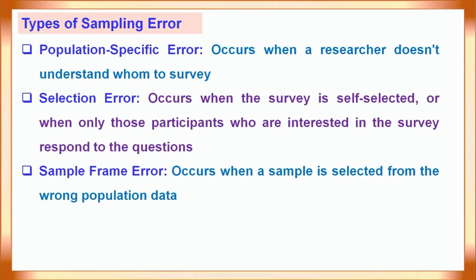Selection error occurs when survey respondents are self selected, or when only those participants who are interested in the survey respond to the questions. Self selected means, like in the example of the popularity of possible candidates, the individuals associated with that particular political party will take part in the survey in larger numbers than the common public, who have nothing to do with politics. So, this is a type of selection error.